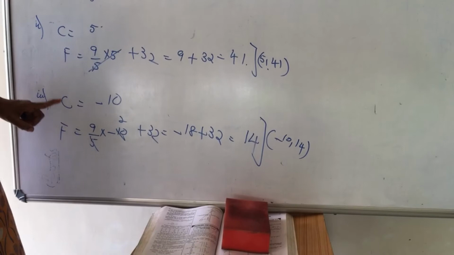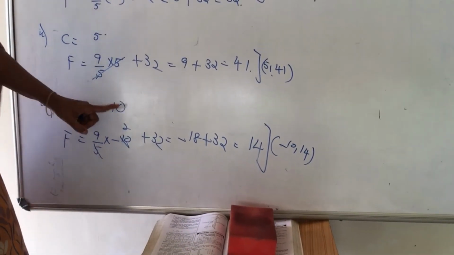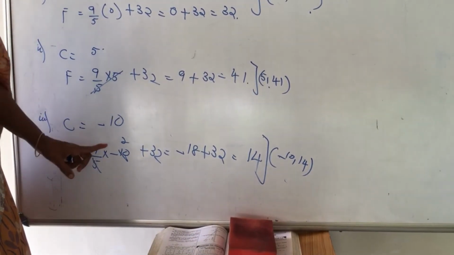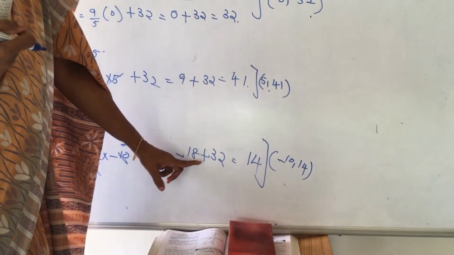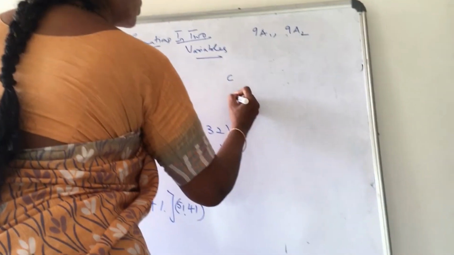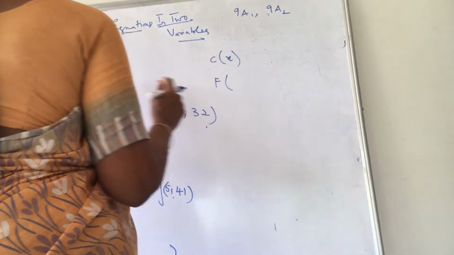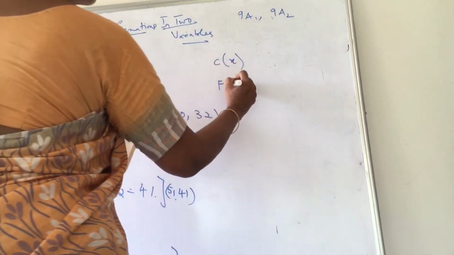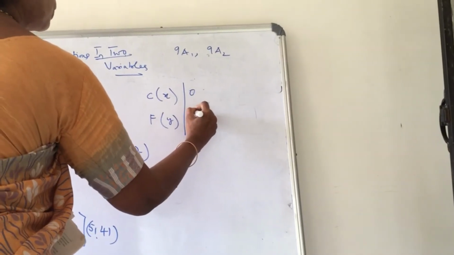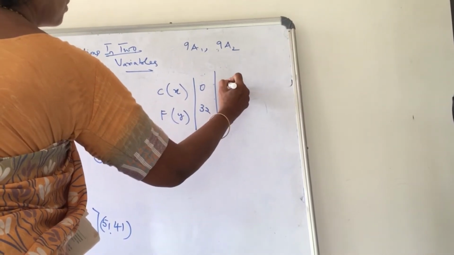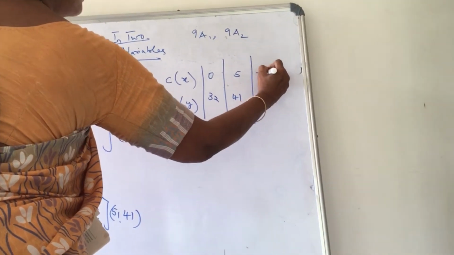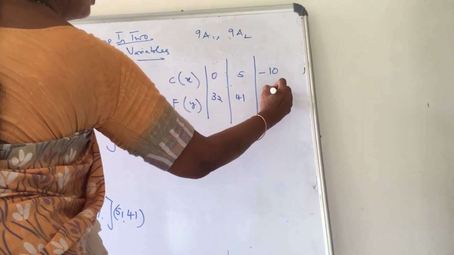And the third one, C equal to minus 10. F is equal to 9 by 5 into minus 10. Minus 18 plus 32 is equal to 14. And please put the values in the box. They have mentioned clearly take Celsius on x-axis and Fahrenheit on y-axis. The first pair is 0, 32. The second pair is 5 and 41. And the third pair, children, minus 10, 14.